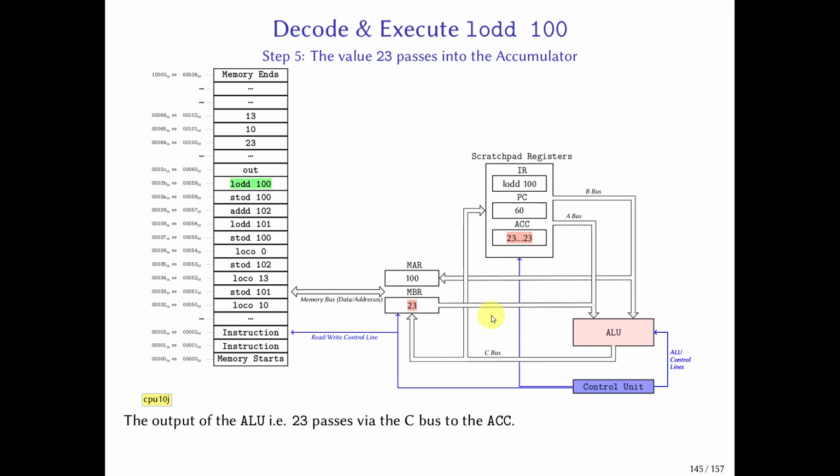But in any case, we have now fetched, decoded and executed lodd 100, and we now only have one machine code instruction left to execute, and that's what we'll attend to next.